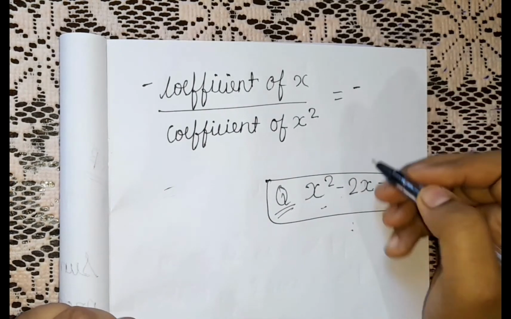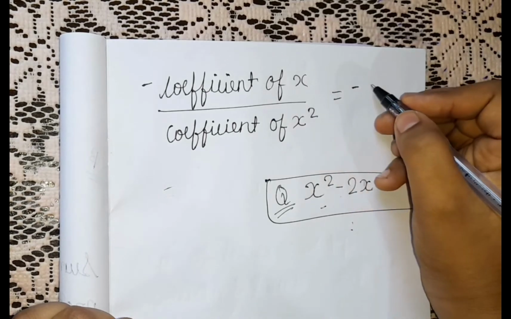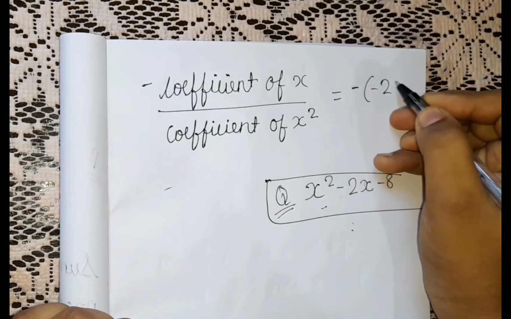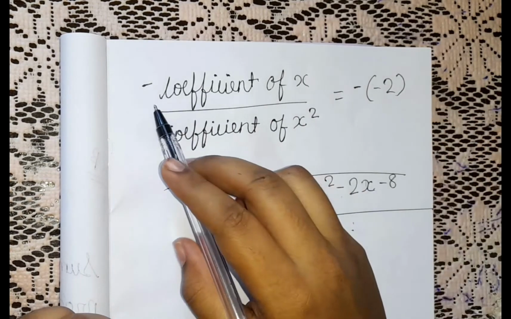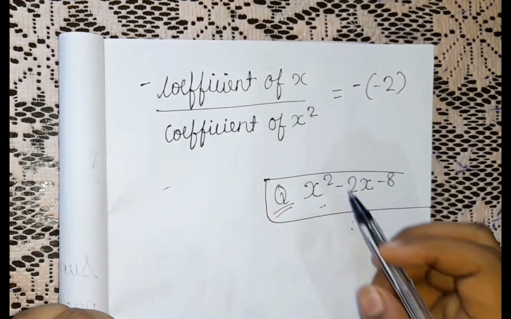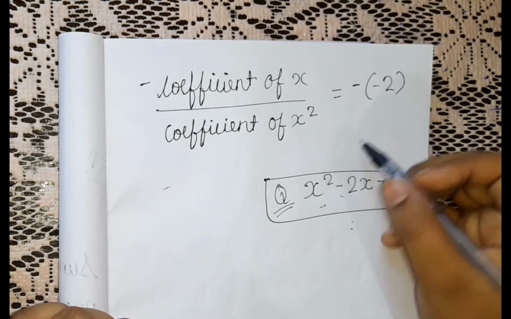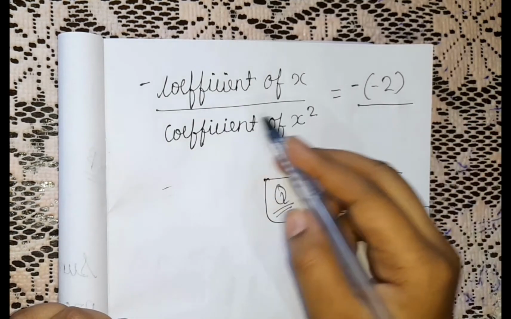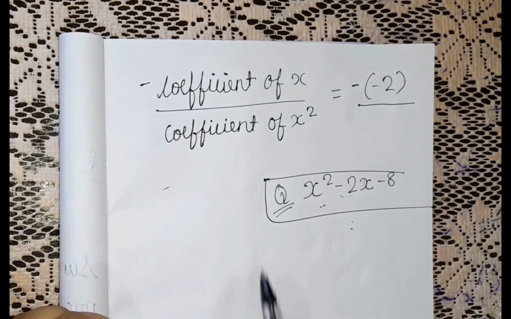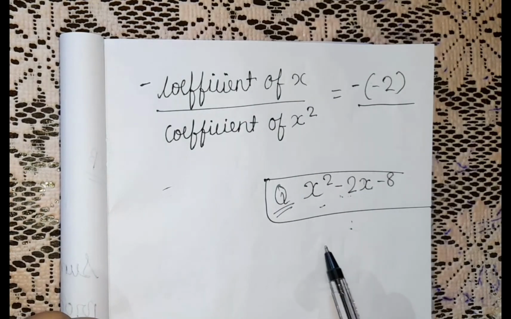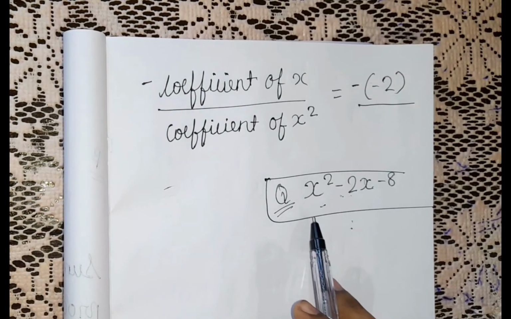No need to write x because here they already asked. So bracket minus 2. This minus we took from the formula. In the formula it's there, and here also we had minus 2. So I wrote the minus 2 as it is, and then divided by, it is in the division symbol. So I wrote divided by coefficient of x square. Here you guys can see coefficient of x square.